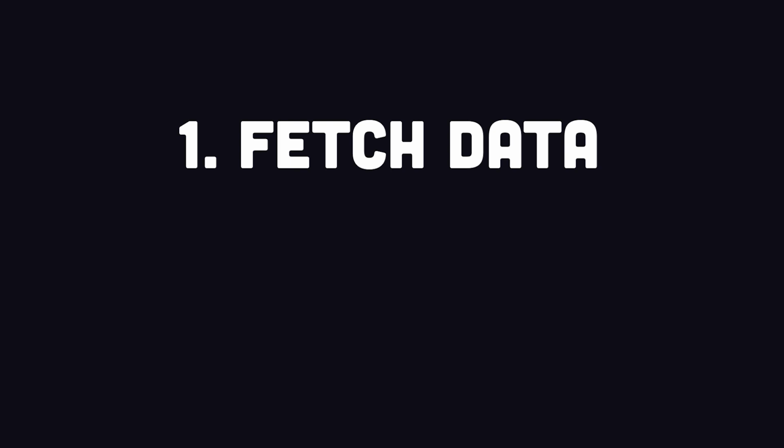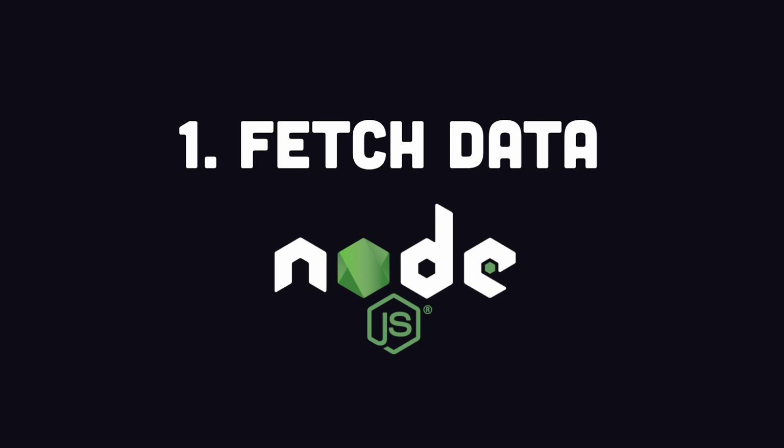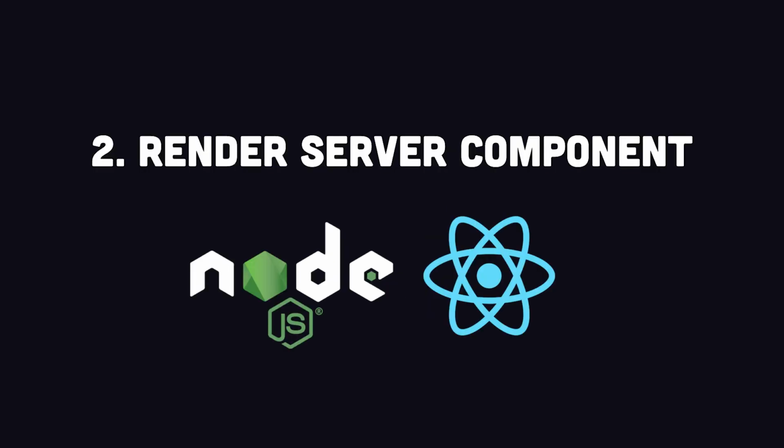Before we can really understand streaming, we first need to understand the 5 steps involved in rendering a web page. Step 1 is to fetch data on the server. We just talked about that in the previous video. Once the server has that data, step 2 is to render the React component into HTML on the server.